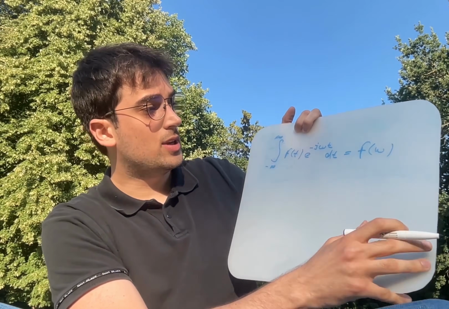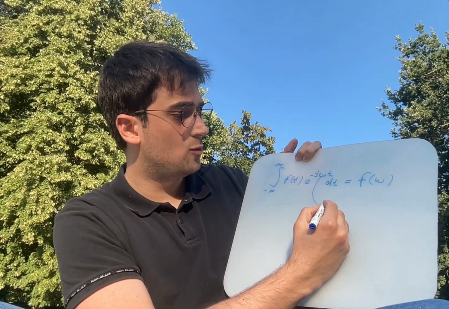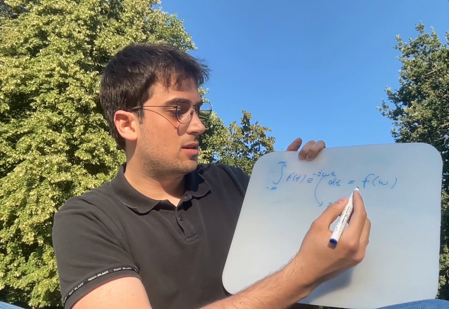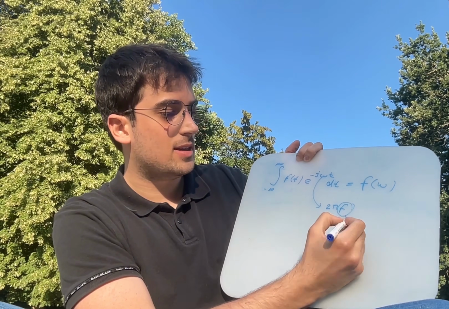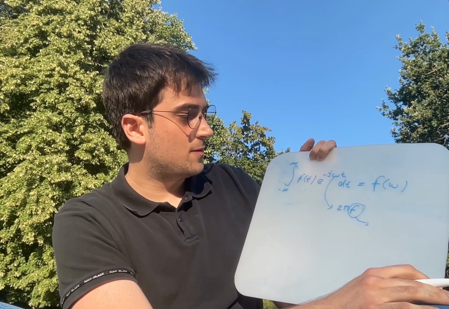Okay, so what is w, by the way? Here it's the angular frequency, which is basically 2 pi f, let's say. So f is the frequency. Okay, so nothing so different.